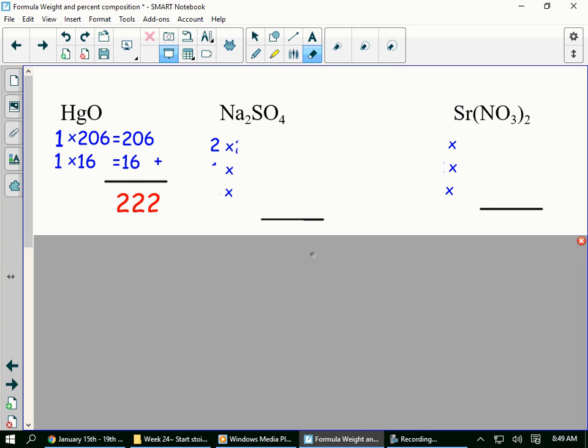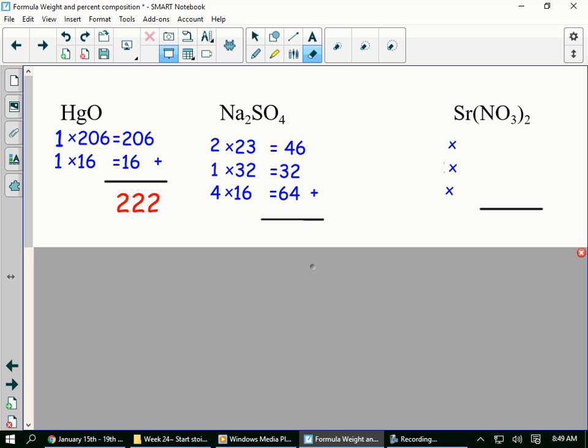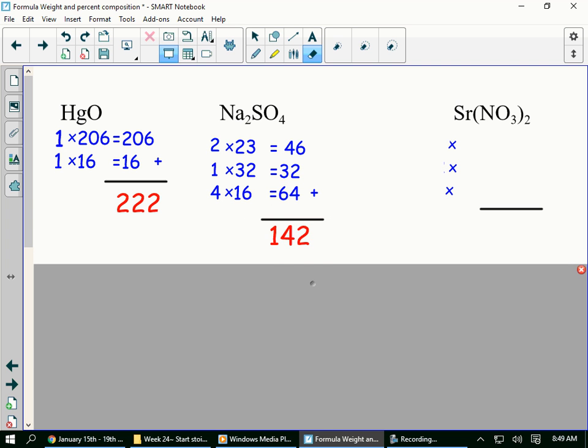Sodium sulfate, I see sodium, 2 of them at 23 apiece, gives me 46. 1 sulfur at 32 apiece, and then 4 oxygens, 4 times 16, and then I'm going to add them up. So the formula weight of sodium sulfate is 142. And again, it can get, like we did on our first examples here, 1 strontium, if you look up the mass, it's 88. I see 2 nitrogens at 14 apiece, that's going to give me 28. And then I see 6 oxygens at 16 apiece, that's going to give me 96. You add them all up, formula weight.